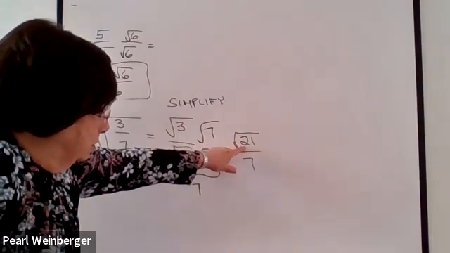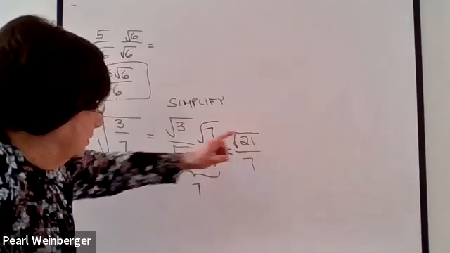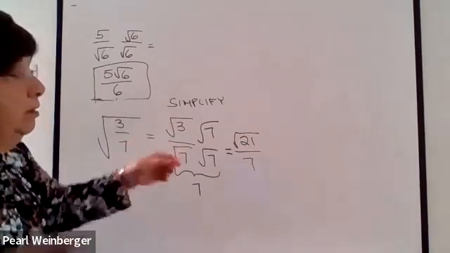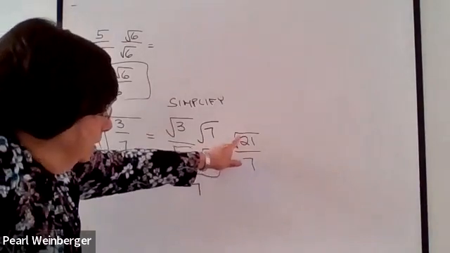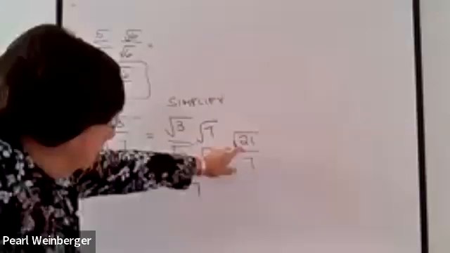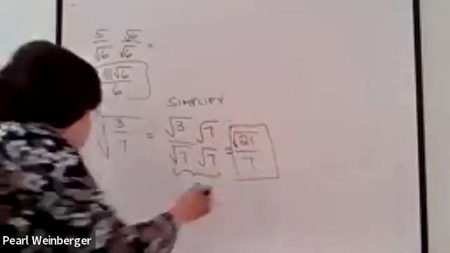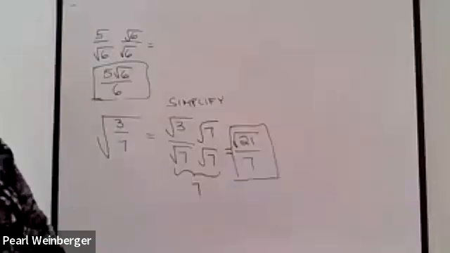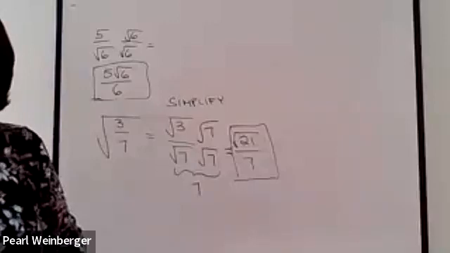I look at the square root of 21 and think, can I simplify it? And the answer is no, because the only thing 21 breaks up into is 3 and 7, neither of which is a perfect square. And I cannot divide this 21 by this 7 because the 21 is inside a radical, the 7 is not. So this is our answer in simplest form: the square root of 21 over 7.